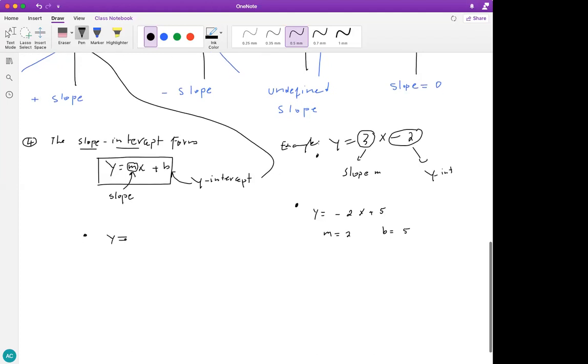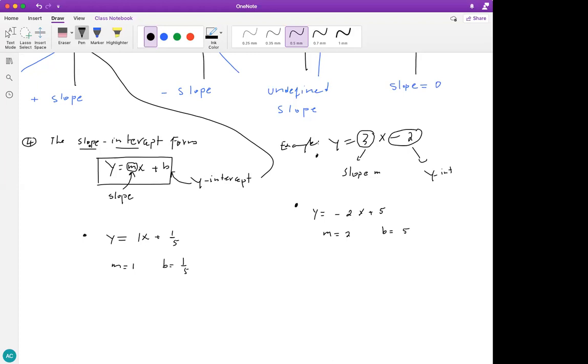What about this one here? y equals x plus 1/5. What is the slope of this line? Well, in other words, what number is next to the x? 1. That's right, we have an invisible one here. If you see a negative, it would be -1. You don't see a sign, it means it's a positive. There's always an invisible number here, so that's 1. And of course, the intercept is 1/5.